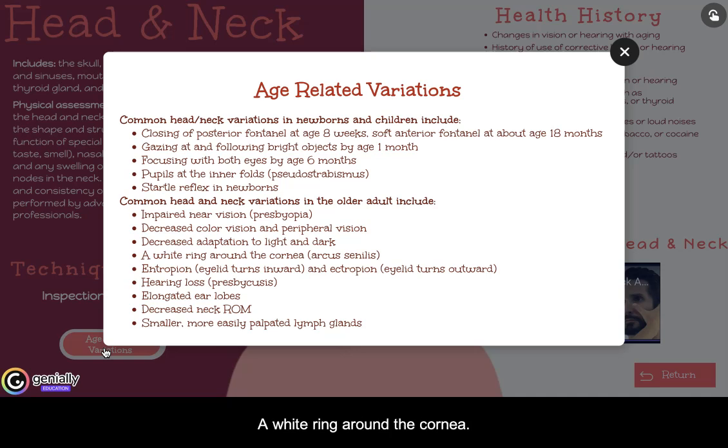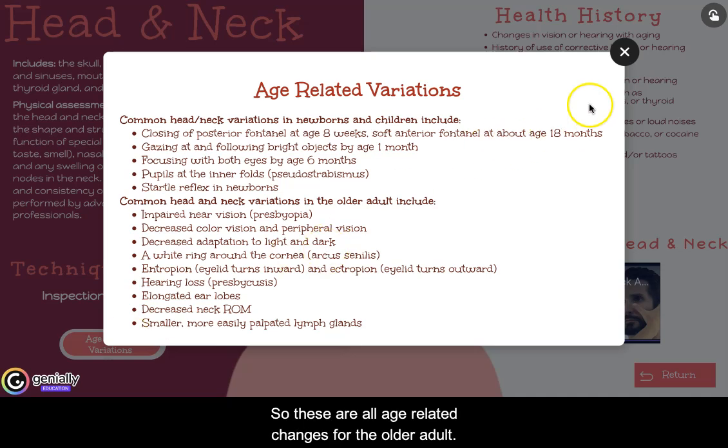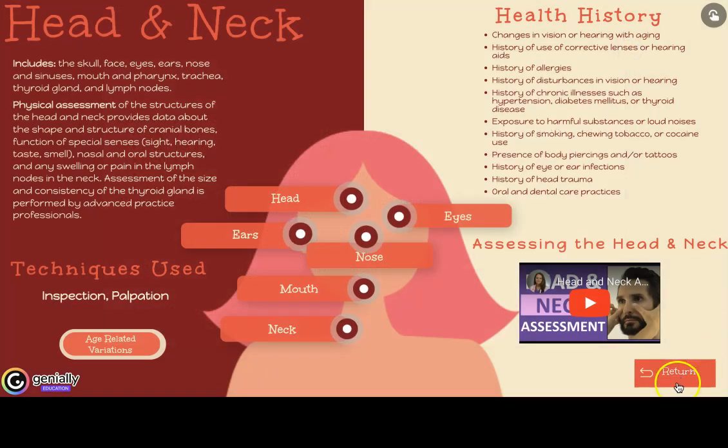A white ring around the cornea. Entropion, eyelids turn inward, and ectropion, eyelid turns outward. Hearing loss. Elongated earlobes. Decreased neck range of motion. Smaller, more easily palpable lymph glands. So these are all age-related changes for the older adult.